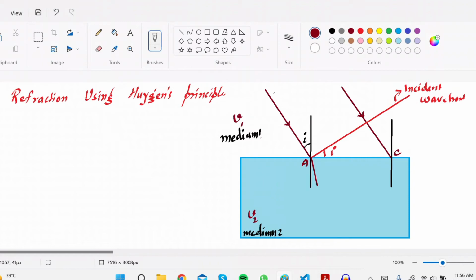Secondly, if you call this our first incident ray, and this is our second incident ray, the first incident ray is going from this point to point A. In the meanwhile, the second one is reaching this point. Let's call this point B. The second one enters from B to C in a time, let's say, T. In the same time, this one is going from A to this point. Let's call it E.